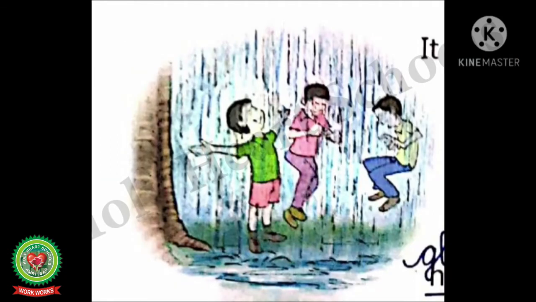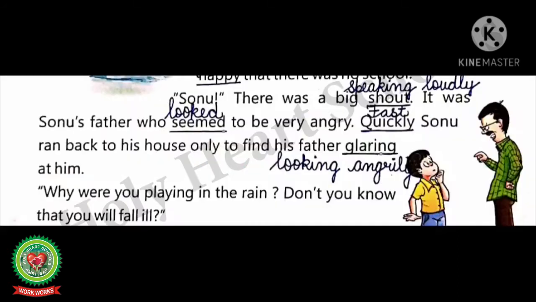Now in this chapter there was a boy named Sonu who was playing with his friends outside in the rain on Sunday. On Sunday there was no school, so Sonu was very happy. Now we will continue reading.